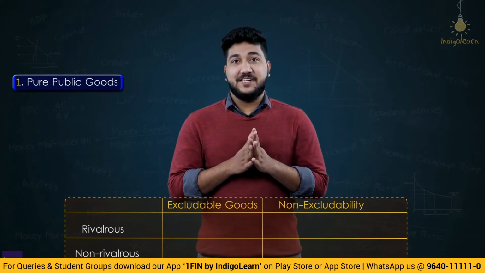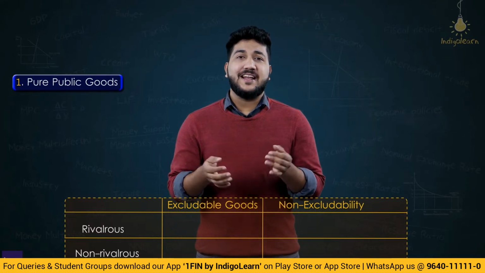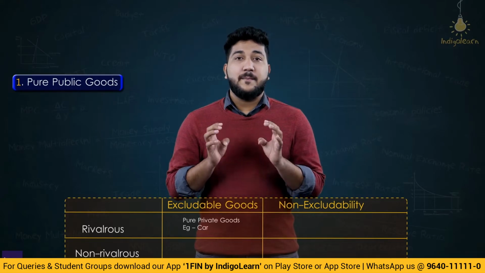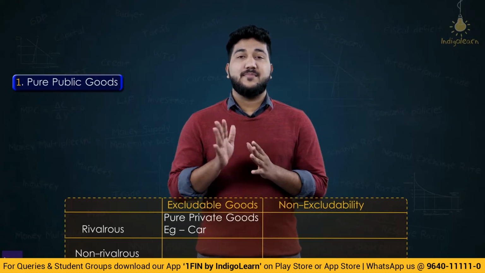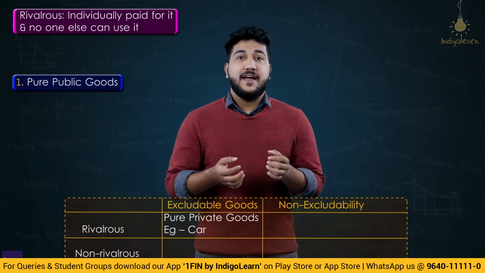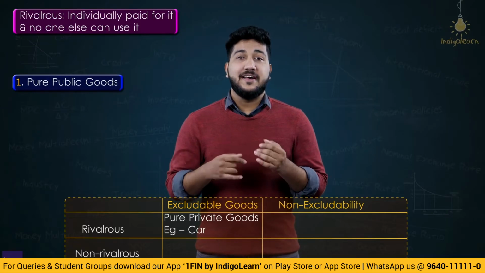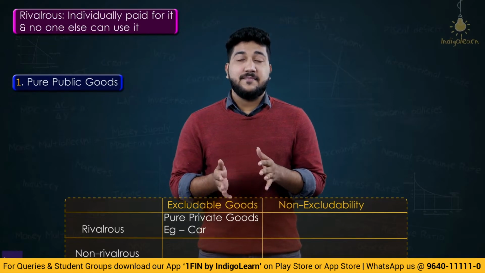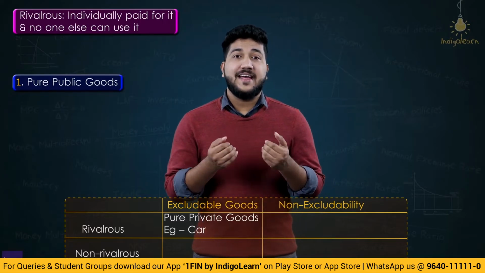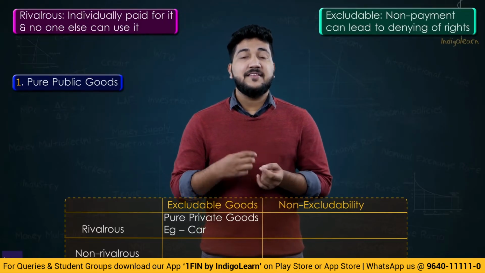So the first intersection we will get what? Rivalrous and excludable. Goods which are rivalrous as well as excludable are called pure private goods. Let me explain what pure private goods are. If you have paid for it and you have it, none of the other people can come and use it. That means they are rivalrous. At the same time, if somebody has not paid, you can exclude them from using it. Correct? The goods which are rivalrous as well as excludable.